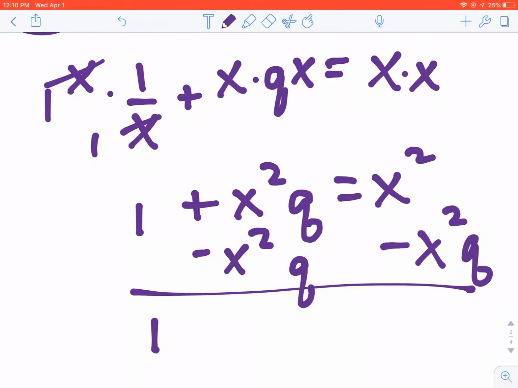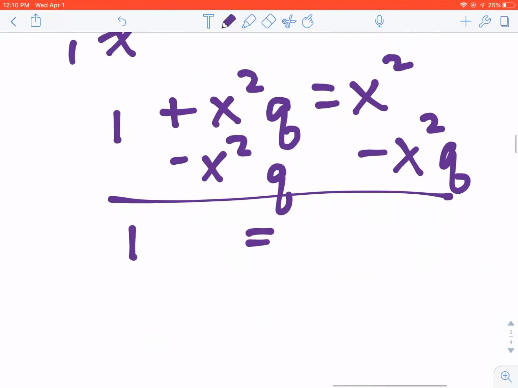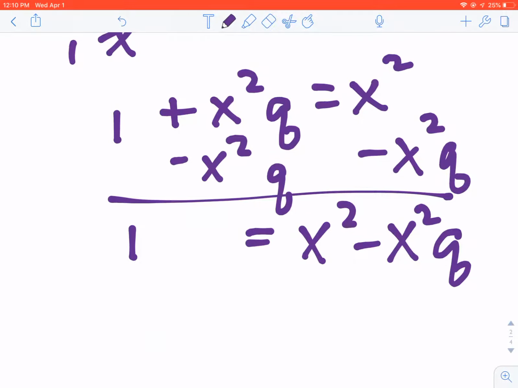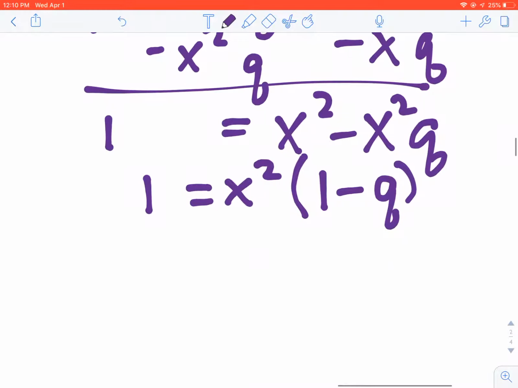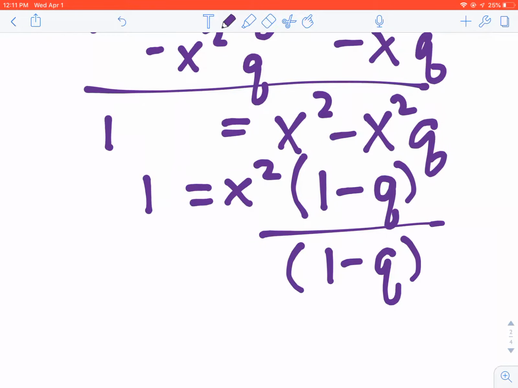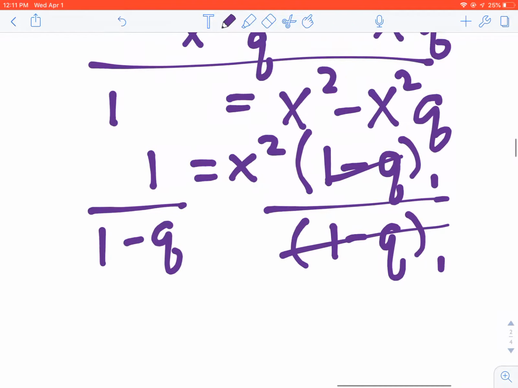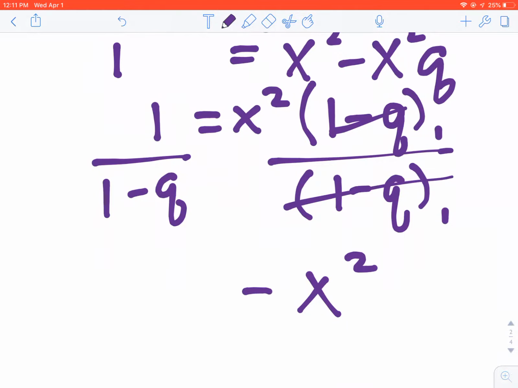And I'm going to have 1 equals x squared minus x squared q. Well, I can't really combine those because they're not like terms. So what I'm going to do is factor out an x squared. Then it would be 1 minus q left over on that side. So now I'm going to divide by 1 minus q. So cancel here. So I get x squared is equal to 1 over 1 minus q.